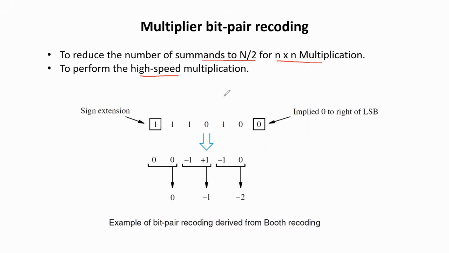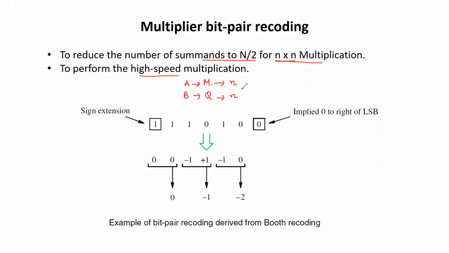To understand this concept, let us take two numbers. If a and b are two numbers, a is assumed as the multiplicand and b is assumed as the multiplier. Each has n number of bits. Always we have to maintain the same number of bits for both multiplicand and multiplier. That's why it is called n by n multiplication.